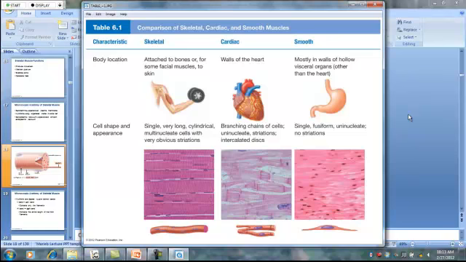So we describe cardiac tissue as being: the cells are bifurcated, intercalated discs are present, and striations are present. Uninucleate, one nucleus. You don't even see a lot of the nuclei in the cells because of the way the tissue is prepared, but it's one nucleus per cell when you see it in the cell.